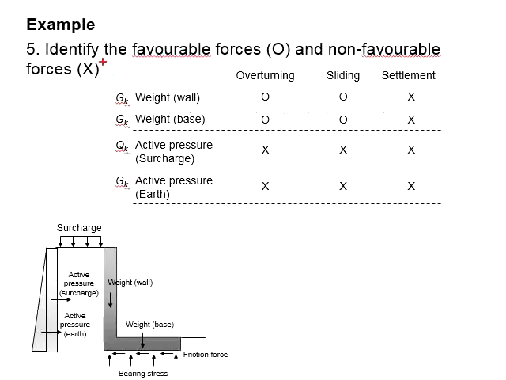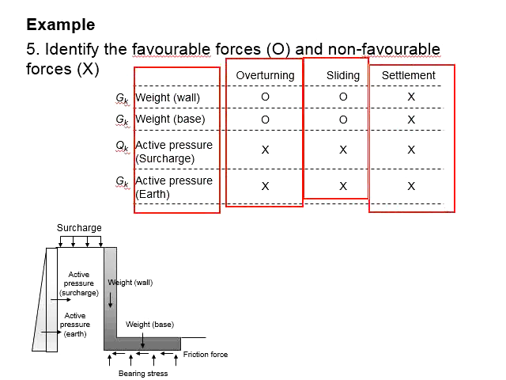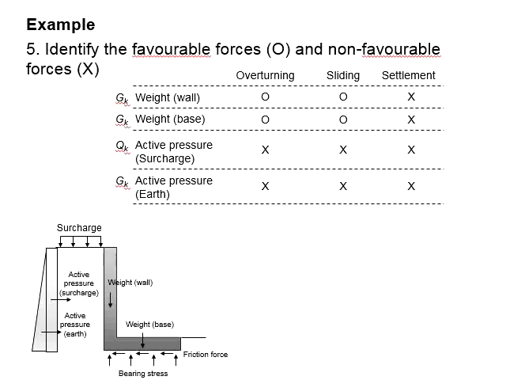Next, you are asked to identify the favorable forces and non-favorable forces. The same set of forces may be favorable for one condition and it may not be favorable for another condition. Therefore, to solve this question, we will have to look into the forces with the respective conditions of failure. The forces are identified to be the weight of the wall, the weight of the base, the active pressure due to the surcharge, and the active pressure due to the earth.